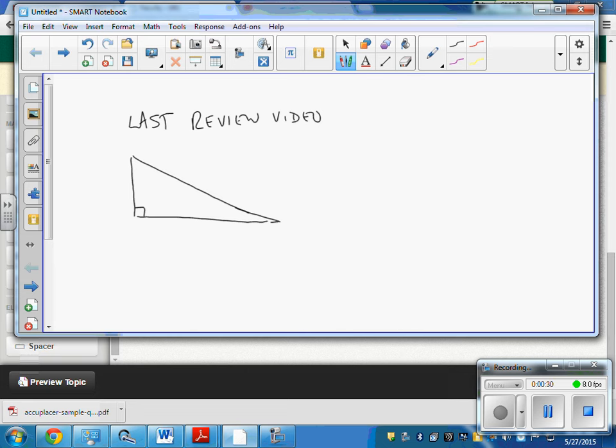So for example, if I told you this was 3 and this was 5, then you should be able to find that pretty clearly. 3 squared plus 5 squared is x squared. So 9 plus 25 is x squared. 34 is x squared. So x is the square root of 34. Okay, so that's how long that would be.